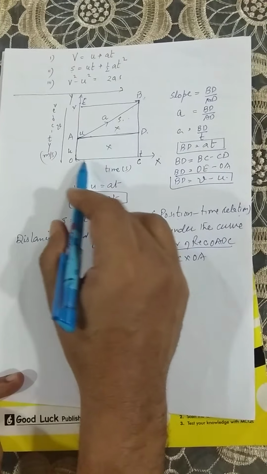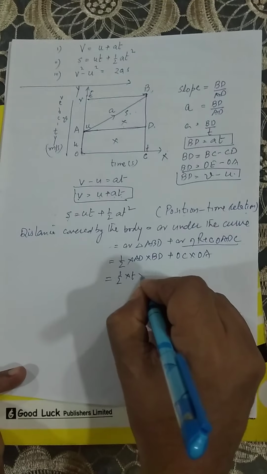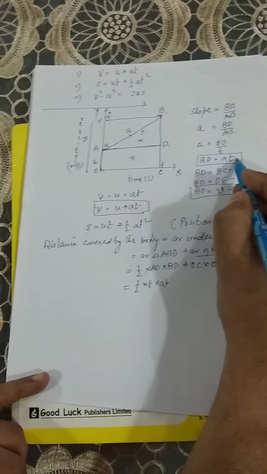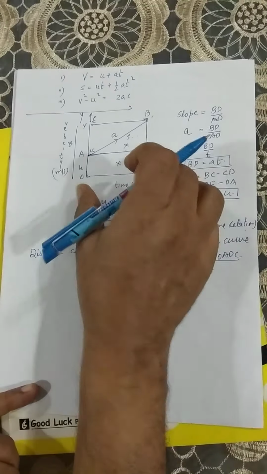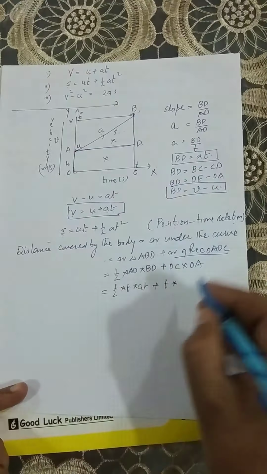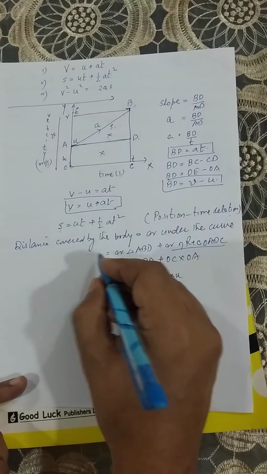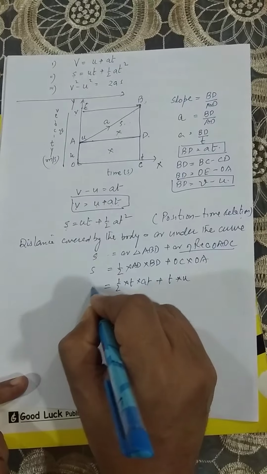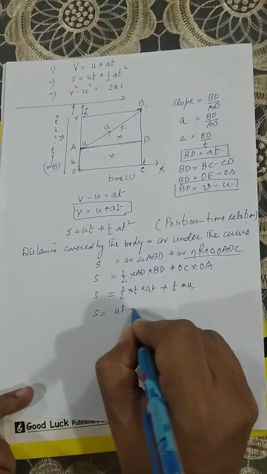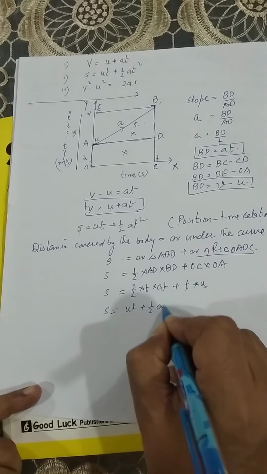Now put the values of these. AD is equal to OC, and that is T. BD is equal to AT. We have already calculated the value of BD. OC is again T, and OA is U. So, the distance traveled by the body is represented by S. So S is equal to U into T, UT plus half AT square.